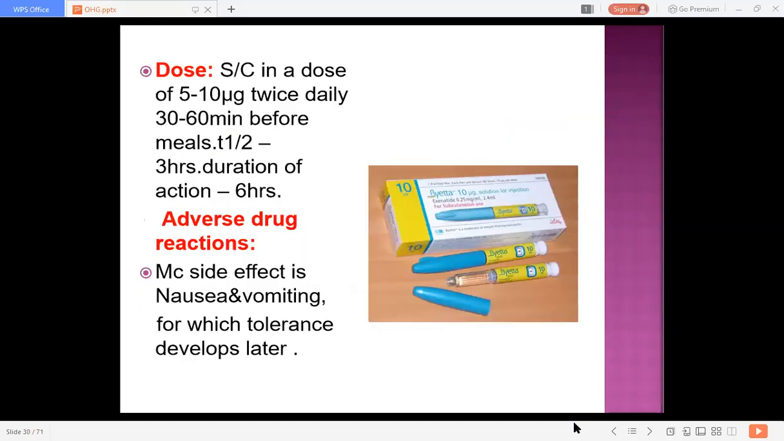It is given subcutaneously in a dose of 5 to 10 micrograms twice daily, 30 to 60 minutes before meals. The half-life is 3 hours. Duration of action is 6 hours. The most common side effect is nausea and vomiting, for which tolerance develops later.